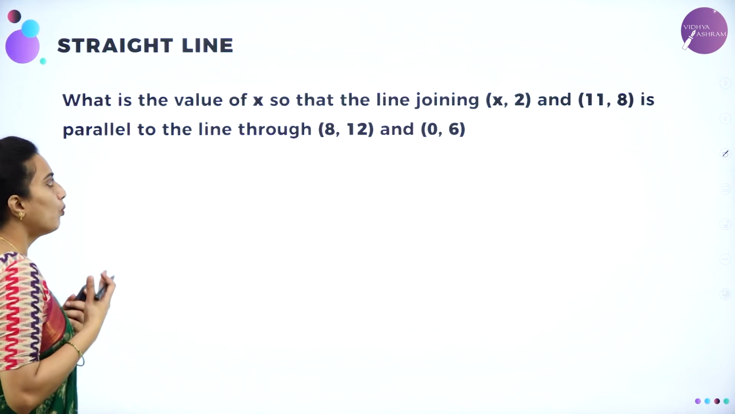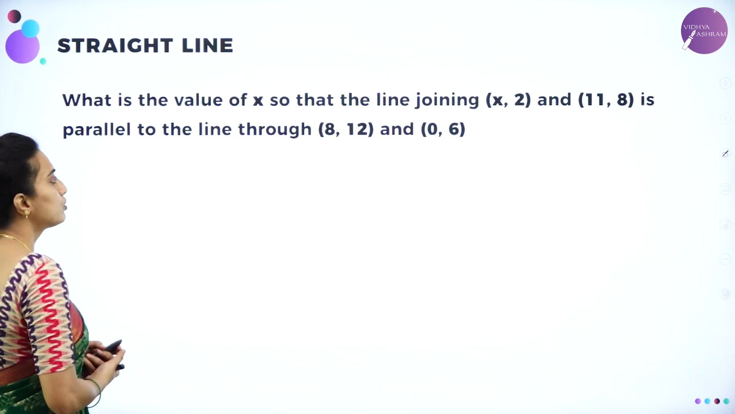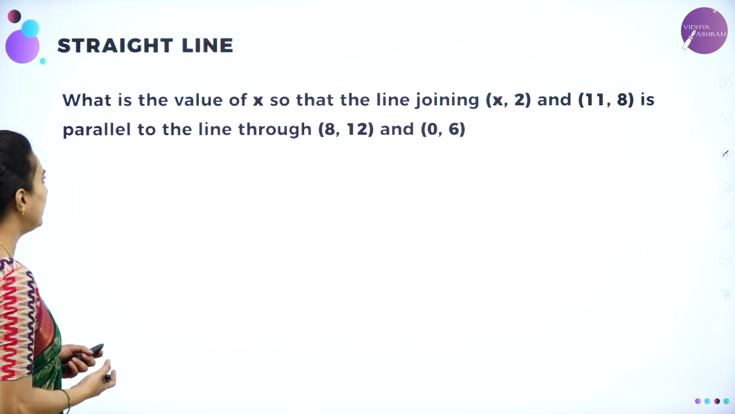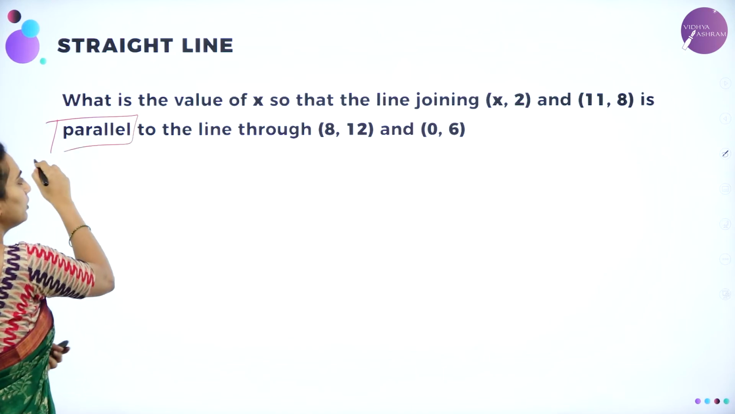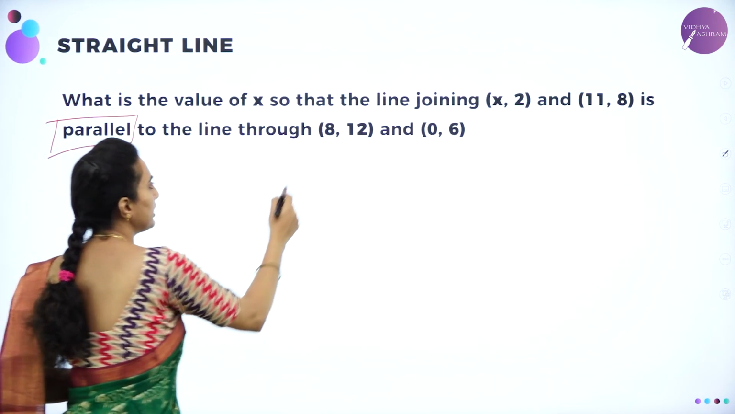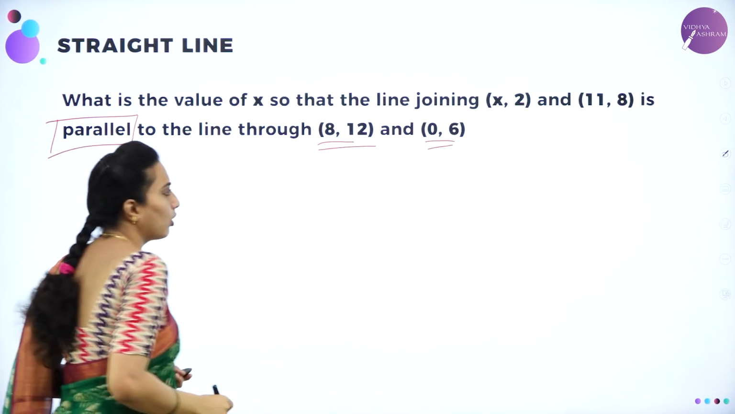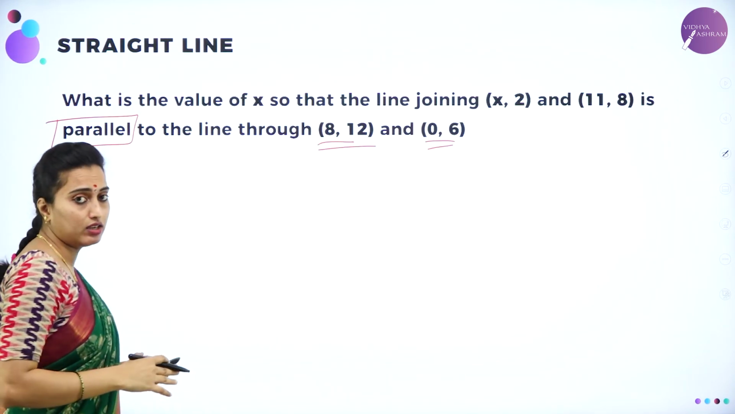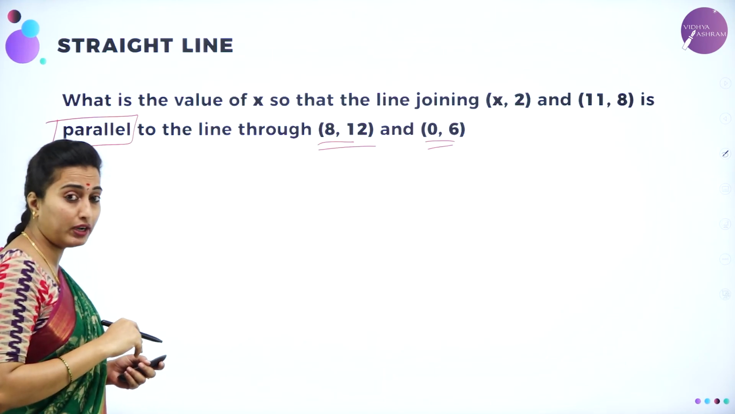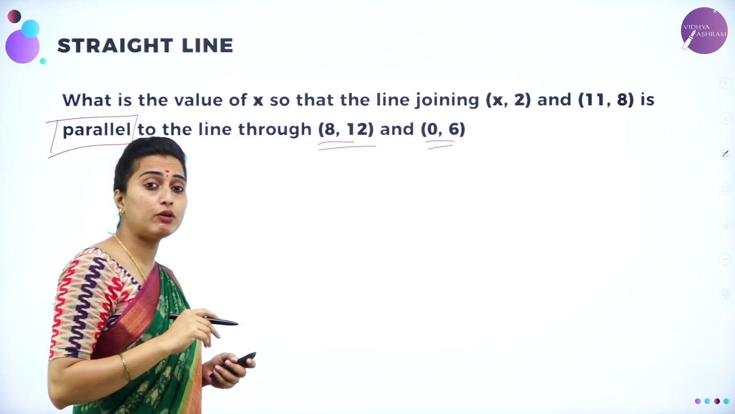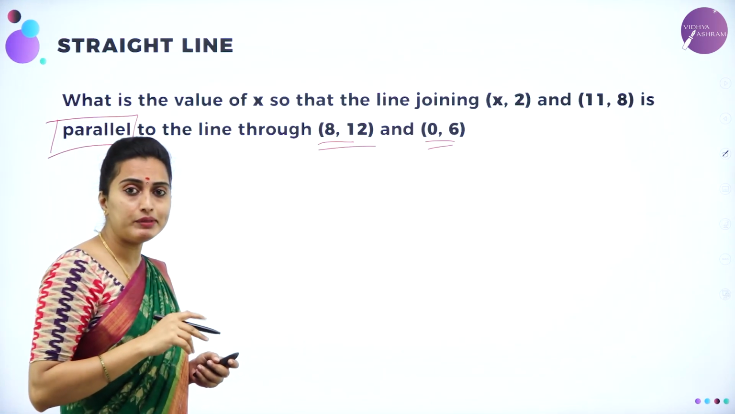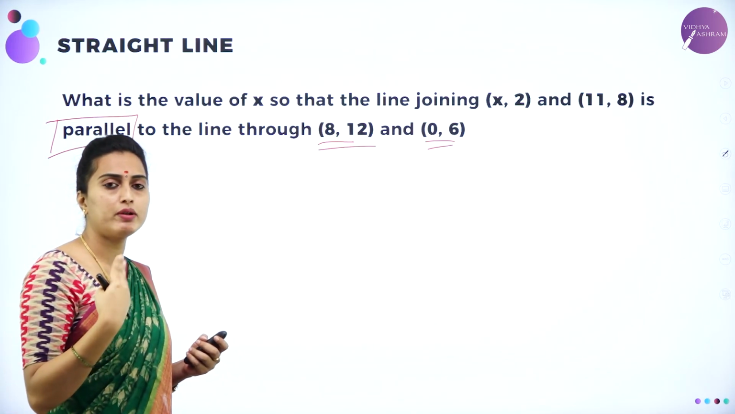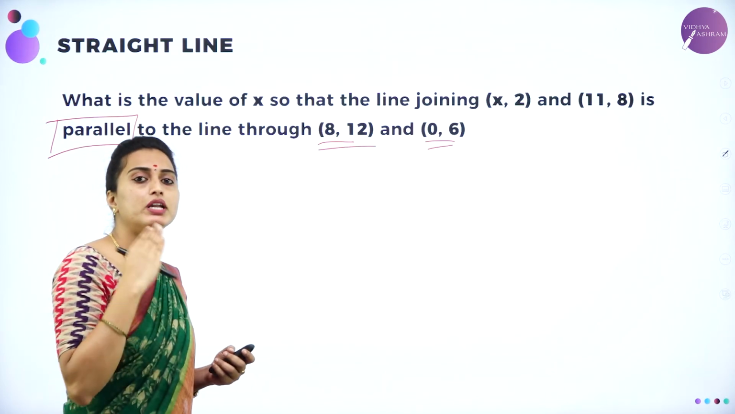What have they asked? What is the value of x so that the line joining x, 2 and 11, 8 is parallel to the line through the points 8, 12 and 0, 6. Last question they have given it as find value of y, so the lines are perpendicular. Perpendicular means product of two slopes equal to minus 1. Parallel means two slopes are equal.